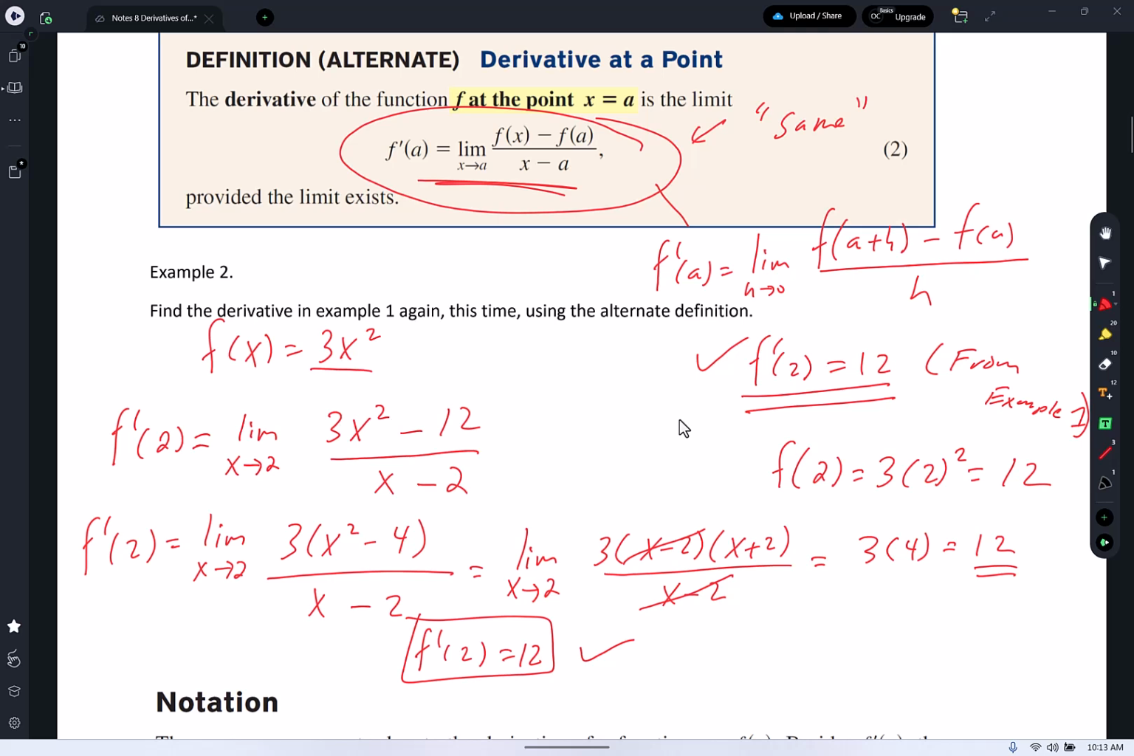How do we feel, guys? Yeah, this is the same definition. It's the same y2 minus y1 over x2 minus x1. The only difference is now x is approaching that a value. So it's the same. It's just an alternate definition.